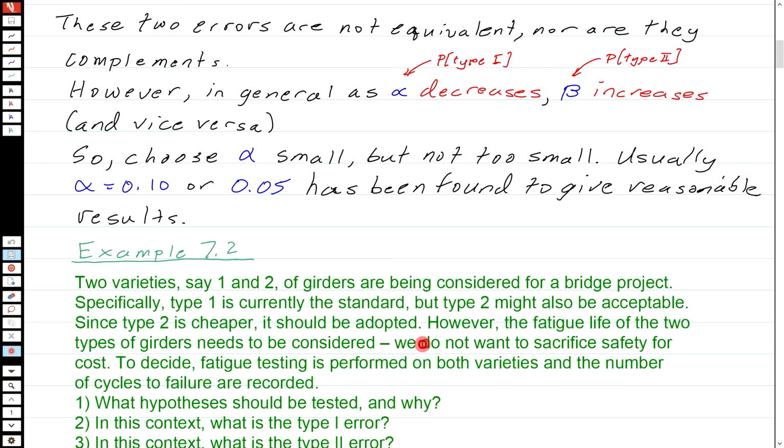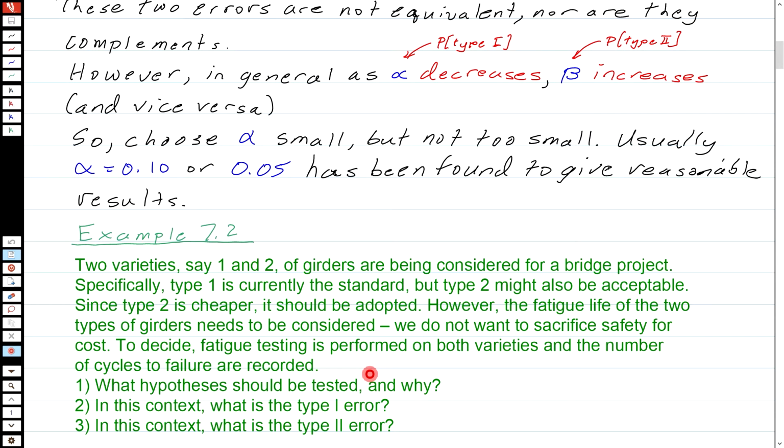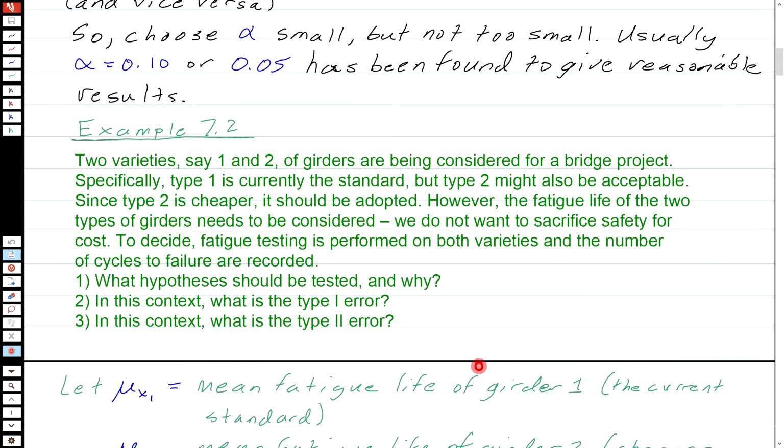We would really only want to choose type 2 if it showed at least the same safety level as type 1. We don't want to sacrifice safety for cost. So to decide, we do fatigue testing on both types of girders and record the number of cycles to failure. So the question here is, what hypothesis should we be testing and why? And in the context of this question, what is the type 1 error and what is the type 2 error?